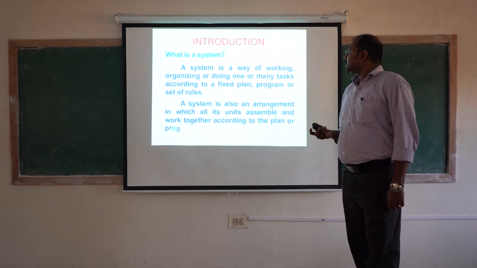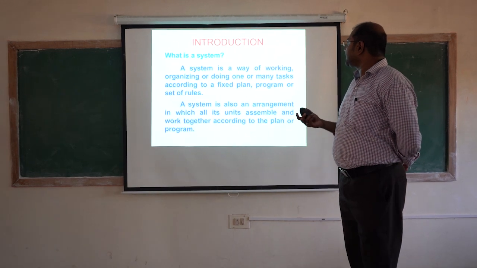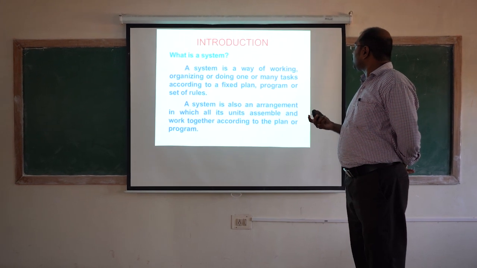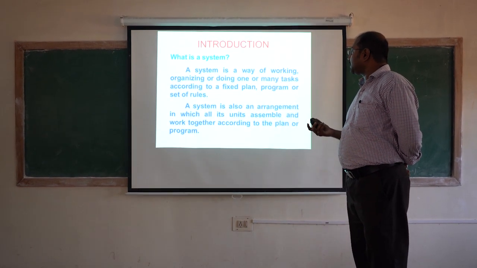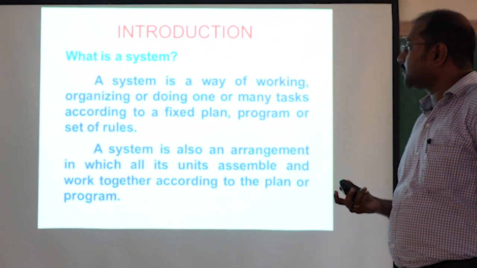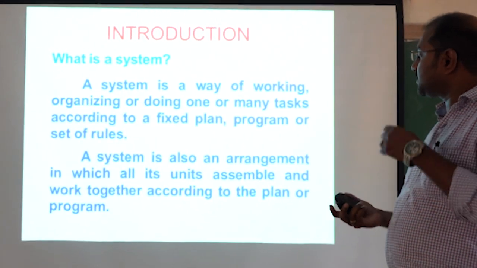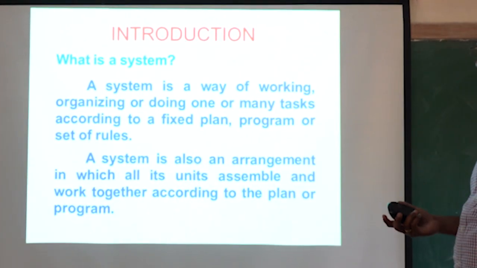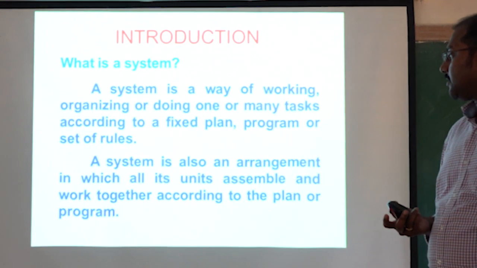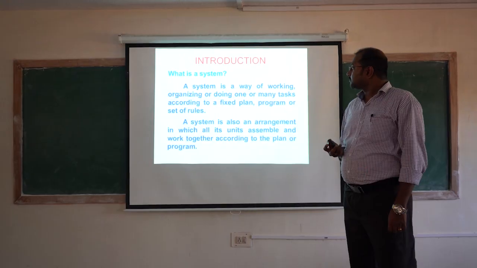First we have to understand what is called a system. A system is a way of working, organizing or doing one or many tasks according to a fixed plan, program or set of rules. A system is also an arrangement in which all its units assemble and work together according to the plan or a program. So that is called a general system.